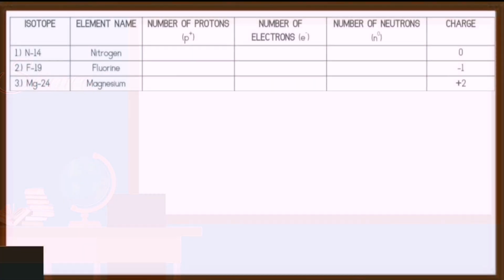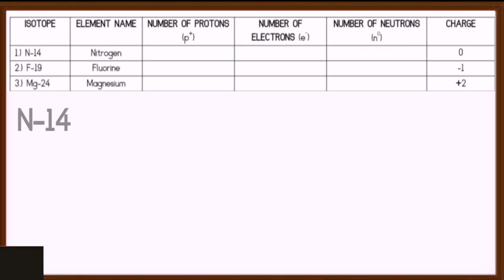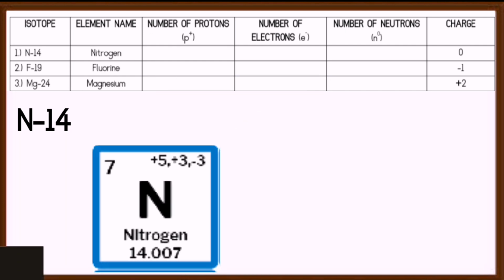For example, the given isotope is N14. N is the symbol of nitrogen. In the periodic table, nitrogen has an atomic number of 7. Therefore, the number of protons for nitrogen is 7.